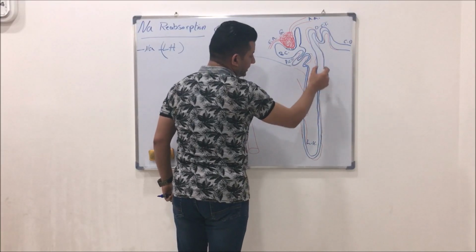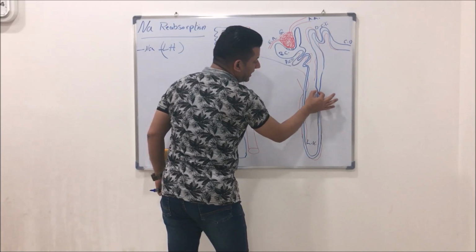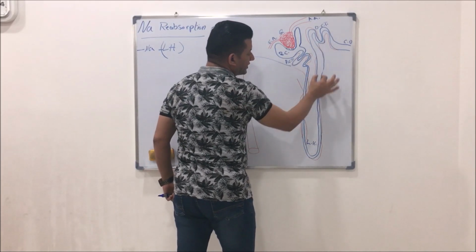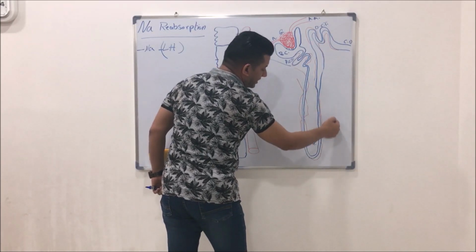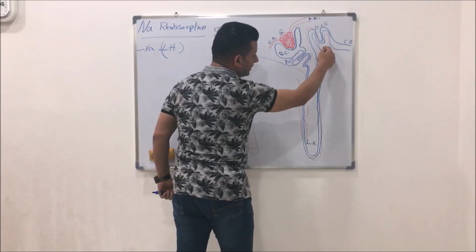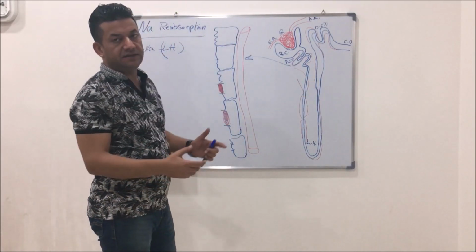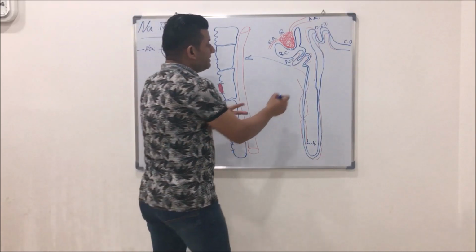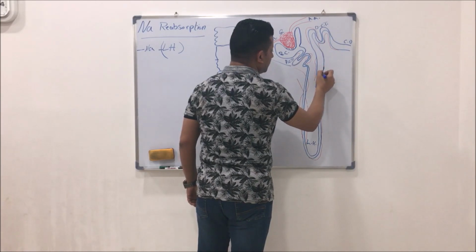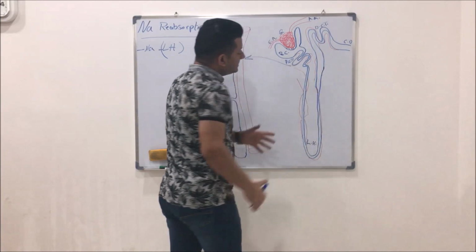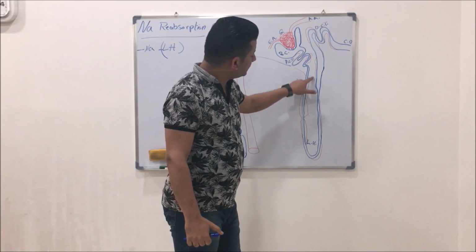The ascending part of the loop of Henle consists of two parts, the thin part here and the wide, or thick, part here. So this is the thin ascending part of the loop of Henle, while here is the thick part of the ascending loop of Henle. The mechanisms of reabsorption of sodium differ in these two parts.